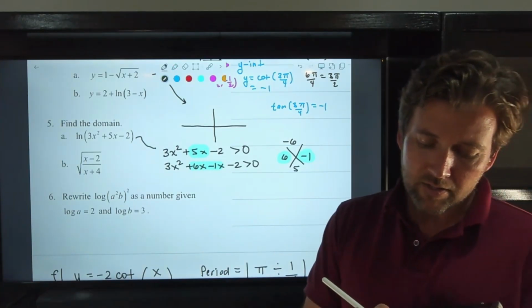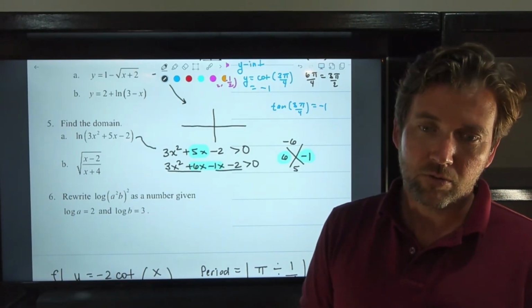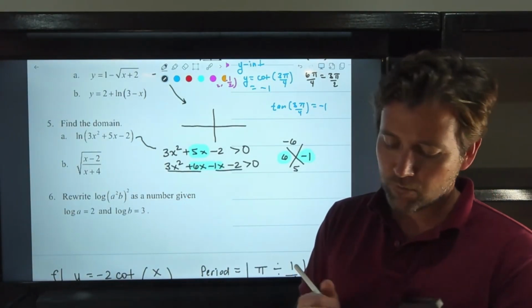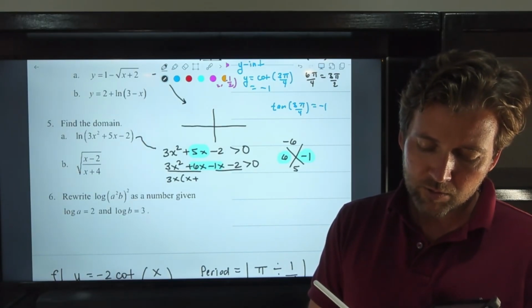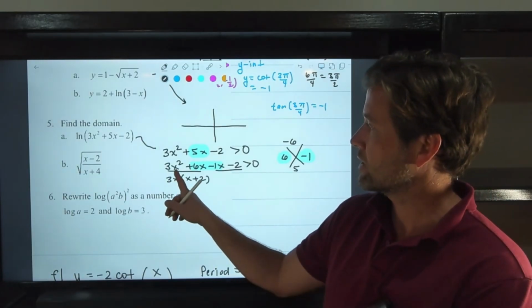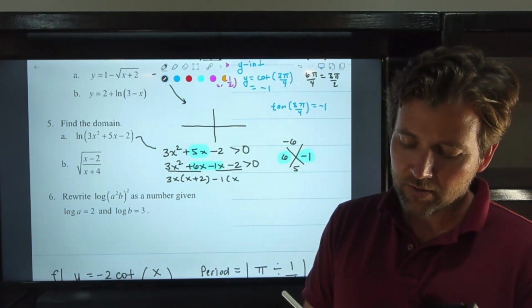Now I'm going to underline the first 2 terms and the last 2 terms. I'm going to factor out the GCF of the first 2 terms, which is 3x. I'm left with x plus 2. 3x times x is 3x squared. 3x times 2 is 6x. I'm going to factor out negative 1.